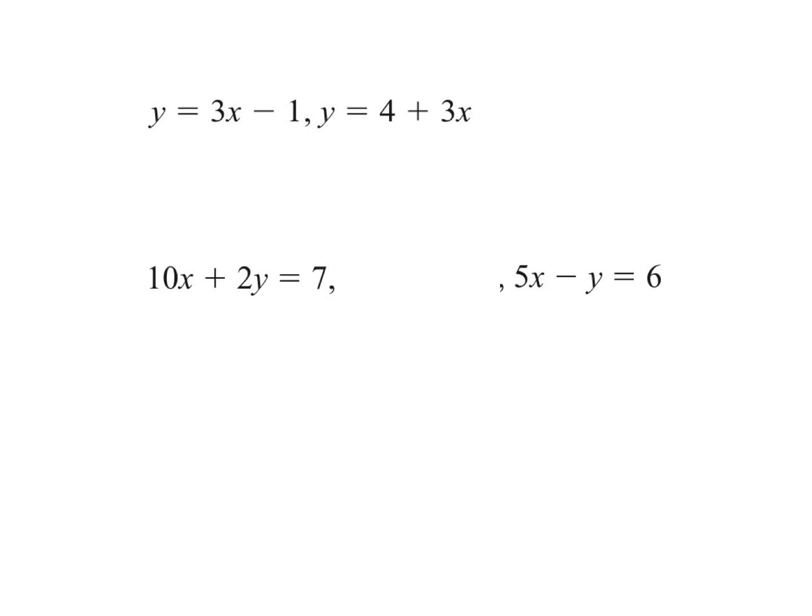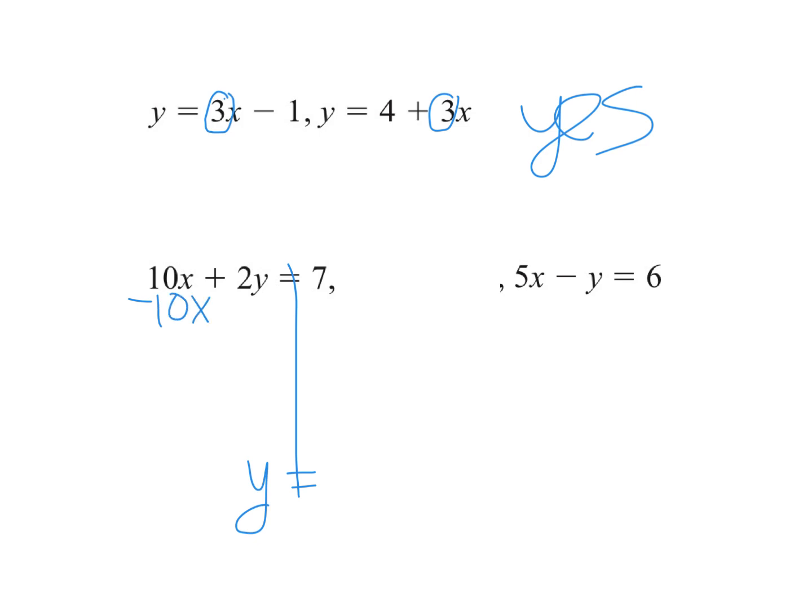And in this pair of equations, there's the slope and there's the slope, and that would be a yes. And then we come to a pair of equations where they're not written in slope-intercept form, so I need to solve these equations for y. So the first thing I'm going to do is subtract 10x's from both sides. And then I'll divide everything by 2.